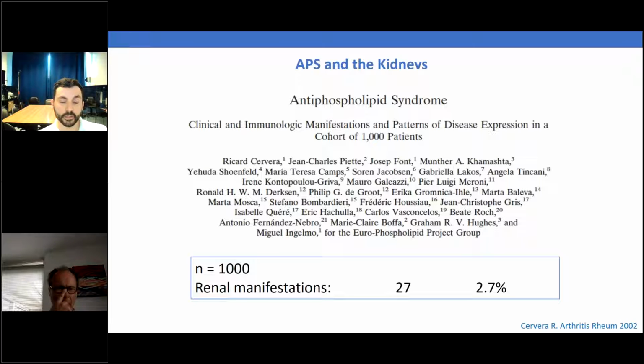And this is probably the first inception cohort started by the fathers and mothers of this disease, including Ricard Cervera, Graham Hughes per se, in which, first including and then following for up to 10 years a cohort of 1,000 APS patients, they assessed that the prevalence of renal involvement directly attributable to APL was as high as 2.7%, so roughly 3%. So it's not the most common clinical manifestation, yet it can be very challenging when presenting.